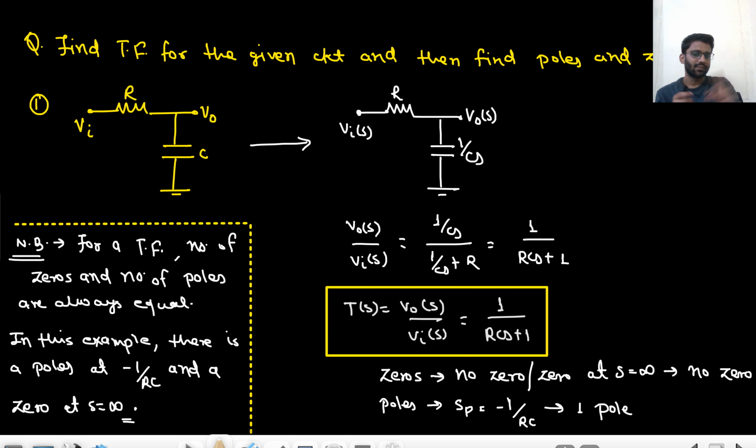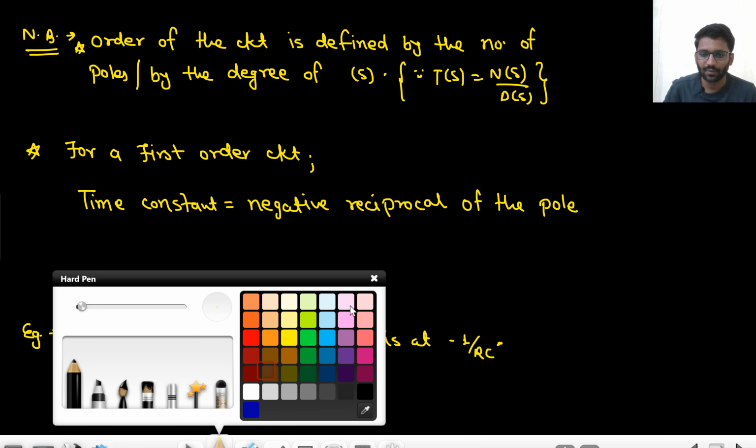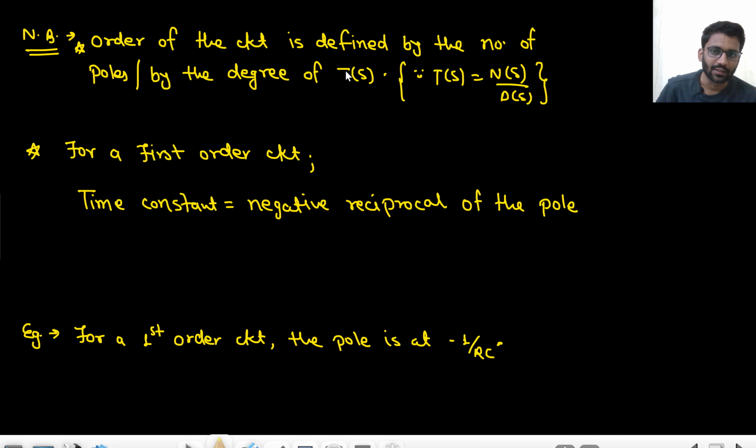But this transfer function is given, if they ask you what is the location of pole, that is minus 1 by RC. What is the location of zero? Zero is at infinity, or you can say there is no zero. Okay. So this was a simple question. Now, the order of the circuit is defined by the number of poles of the transfer function, or by the degree of the denominator, D(s). You will understand this point much deeper in control system.